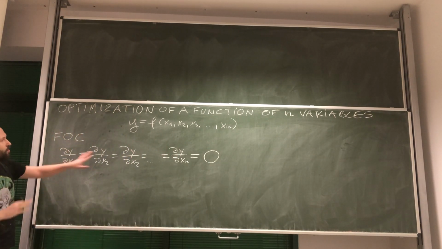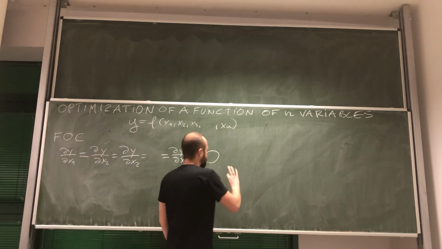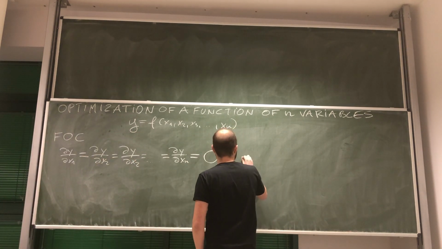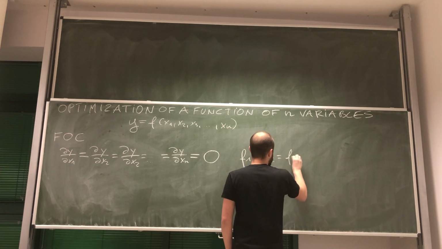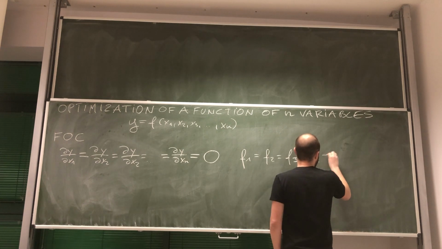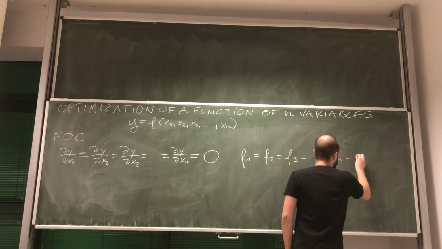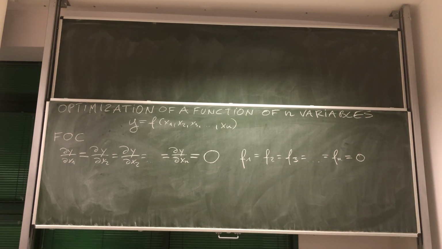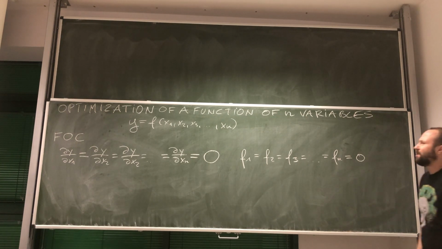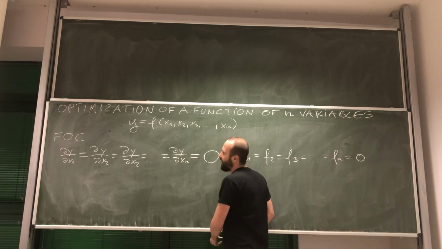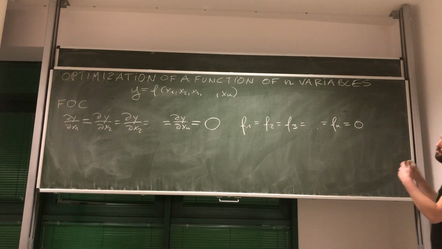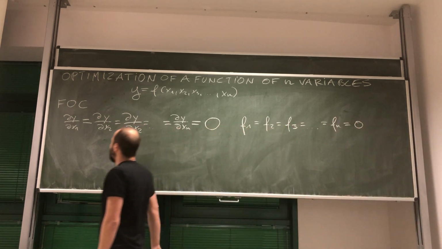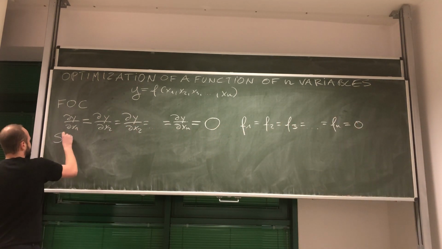Of course, look, we can write this more compactly, so shorter, as f1 equals f2 equals f3 equals fn equals zero. And look, this is the first order condition. As you see, the only harder task now is that we need to calculate more partial derivatives. Okay, how about the second order condition?